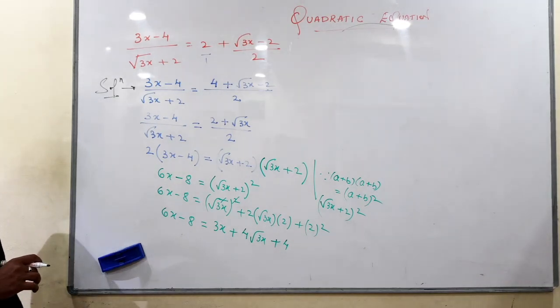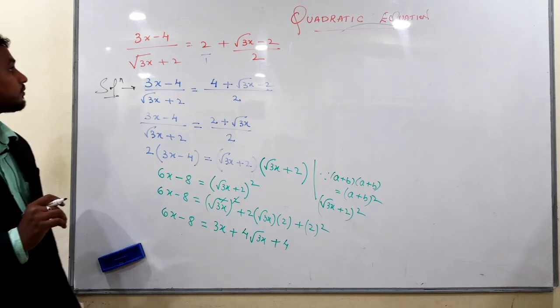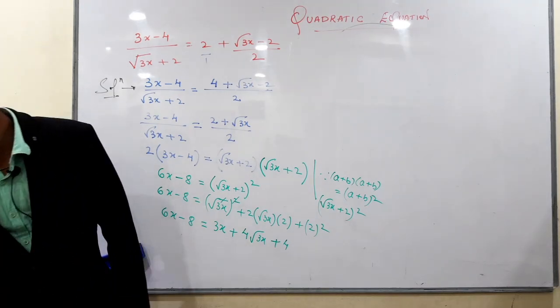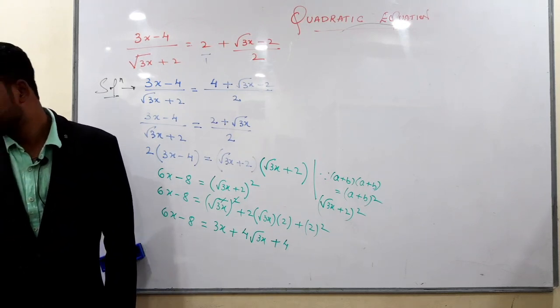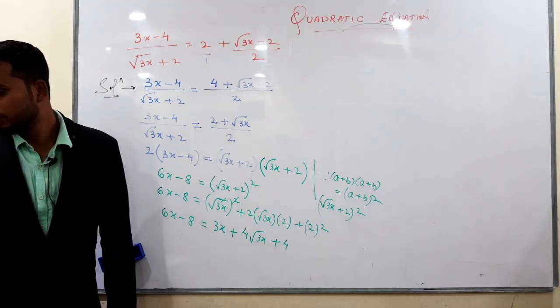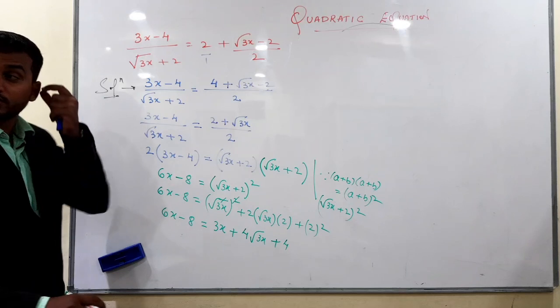Which one? 3x square, sir. Otherwise it will not be a quadratic equation itself. Let me just see once again the question. It is root 3x. No, it's correct. Question is correct.